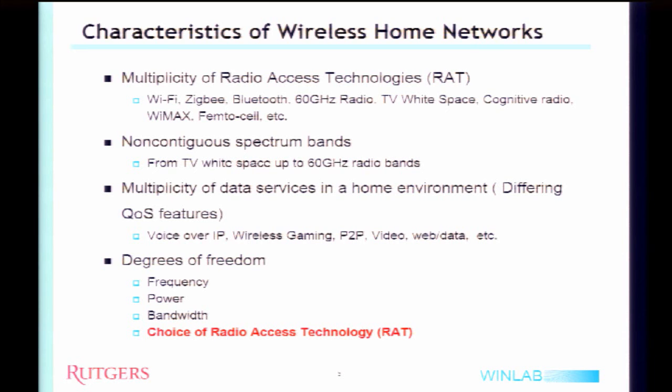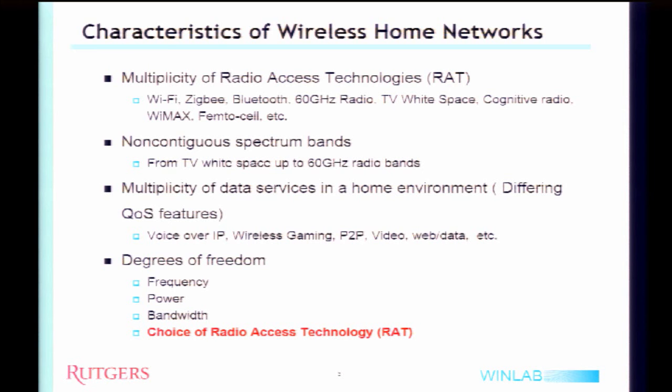we can see the features of current wireless home networks. There are three major features here. The first one, also the most important one, is that we see a multiplicity of radio access technologies. We see Wi-Fi and Bluetooth, legacy technologies in a home, and maybe in the near future we will also see some 60 GHz radio devices and maybe TV white space cognitive radio devices in the home too. The second feature, corresponding to the first one, is that the spectrum resources in a home are non-contiguous spectrum bands, from TV white space up to 60 GHz radio bands. All of these are possibilities to be used in a home scenario.